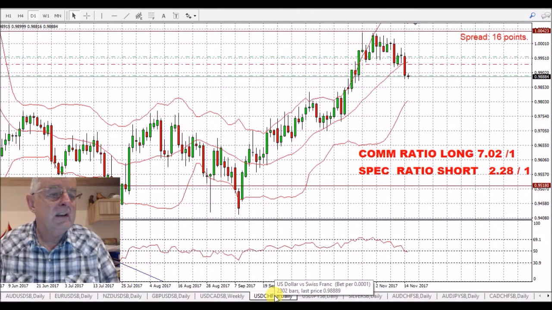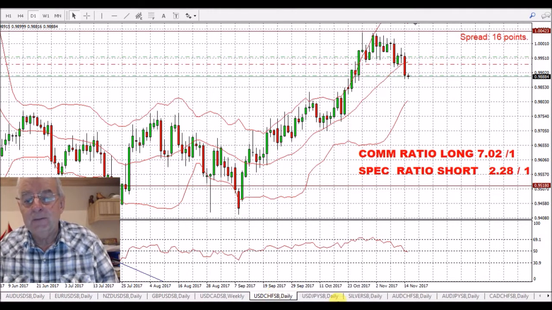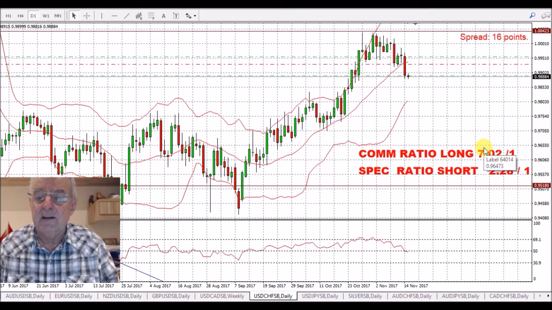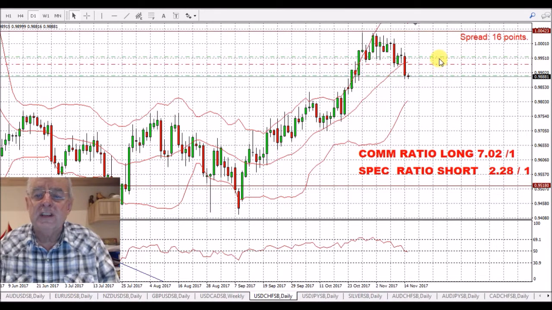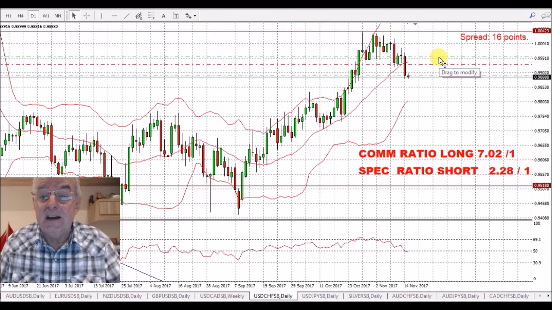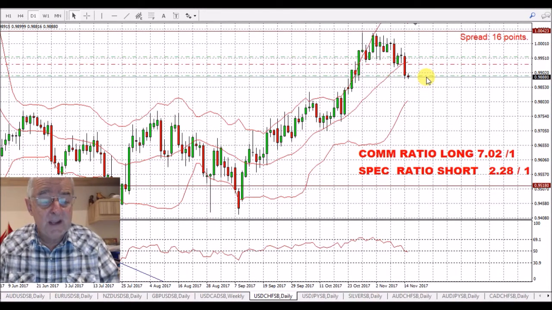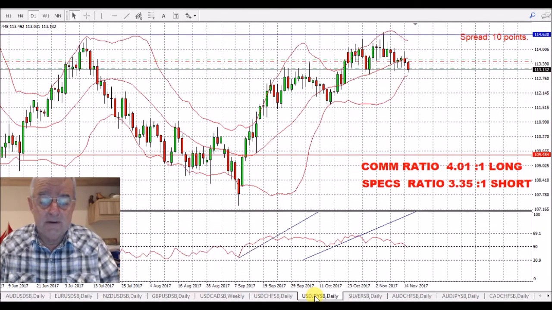The US dollar Swiss franc, we have a commercials long ratio for the Swiss franc of 7.02 to 1. That is pretty large for the commercials on their own, because this isn't a cross. I've got my short in which I took yesterday. It's come into profit very nicely, and I've added to it. That one's just slightly coming into profit. We'll see how that goes later on.